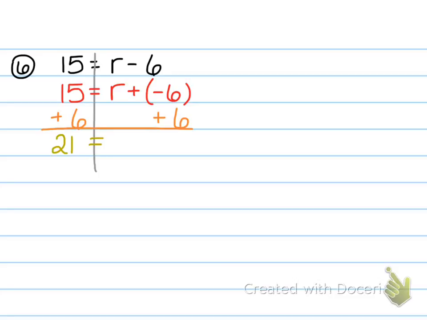On the left-hand side, we would get 21. And on the right-hand side, we'd have r, and the negative 6 and the positive 6 would add up to 0. So we have r by itself, so we think the solution is r is equal to 21. So we think the weight of that variable is 21, and that's what would make the two sides balanced.